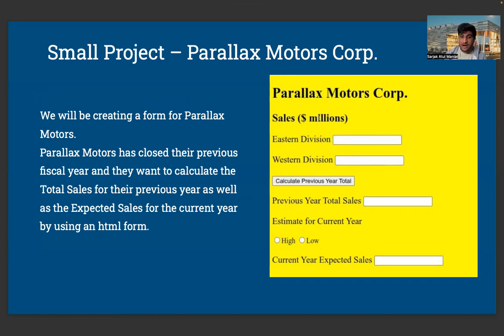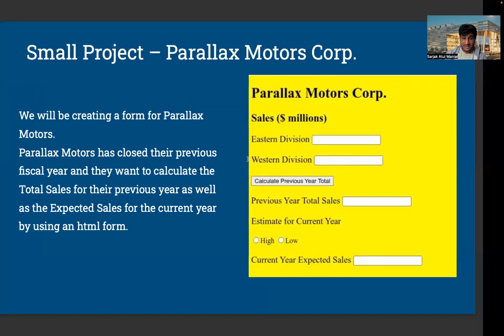And the values are obviously in numbers, but they are in millions. So let's say I'm the sales manager and I want to enter, let's say, 4 millions for Eastern division and 6 millions for Western division, right? So he or she will just enter the values over here.